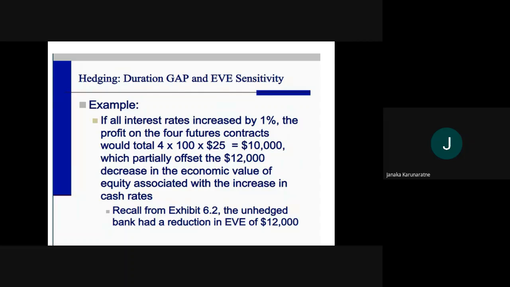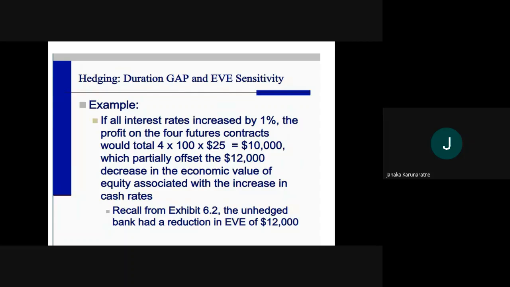If the interest rate rises by 1%, you have a positive duration gap, and you will lose market value by 12,000 rupees. So what you can do is identify 4 futures contracts, because if you hold 4 futures contracts, a 1% increase means a 100 basis point increase. For each 1 basis point, your change will be $25. If you sell 4 contracts, your gain would be $10,000.